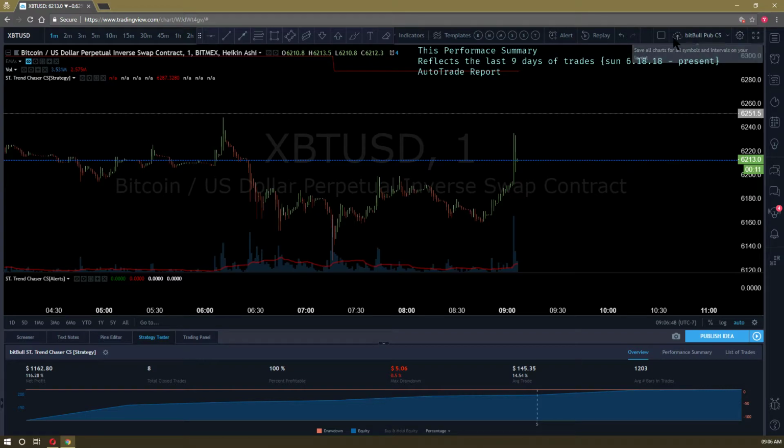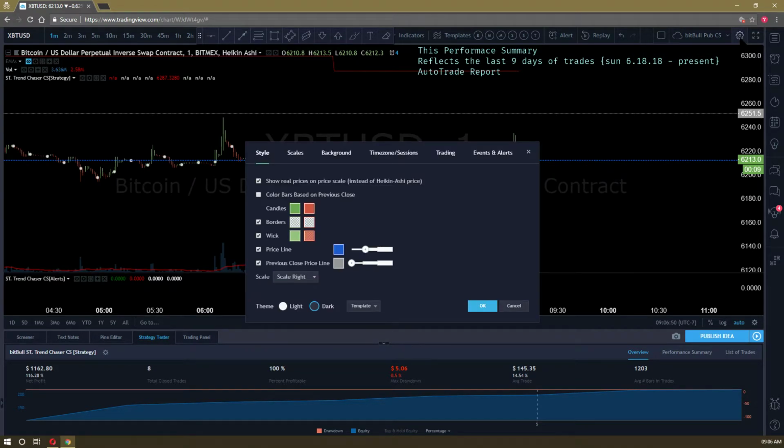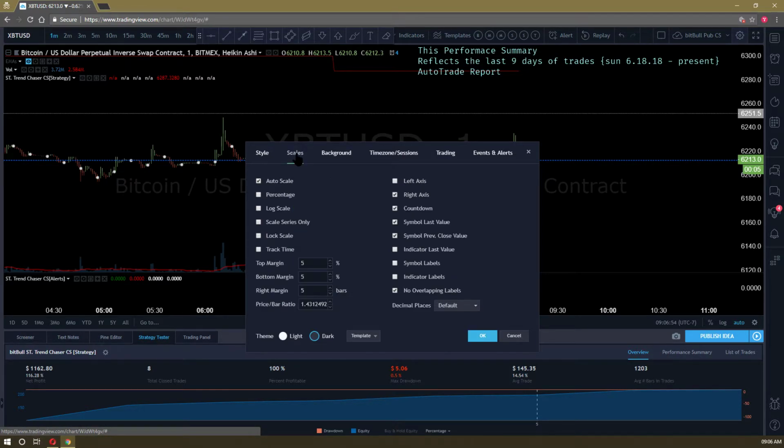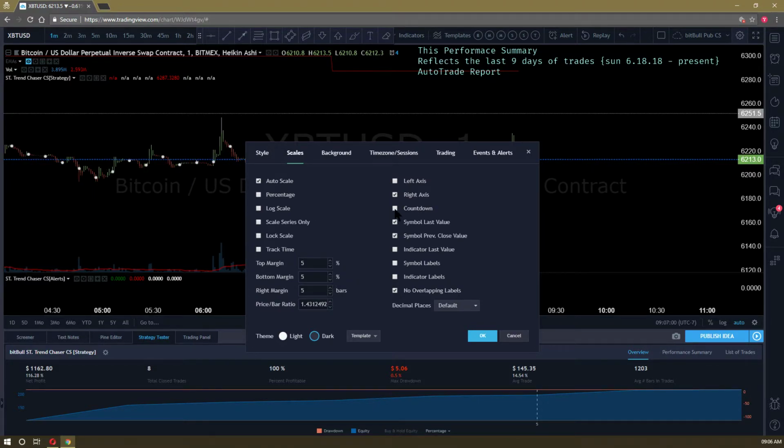You can go, let me save this. You can go right here in this gearbox and go to Scales. And there's a checkbox. It's not going to be checked. Of course, they're going to make it hard for you, all right? And then bam, this is how you get candle confirmation.